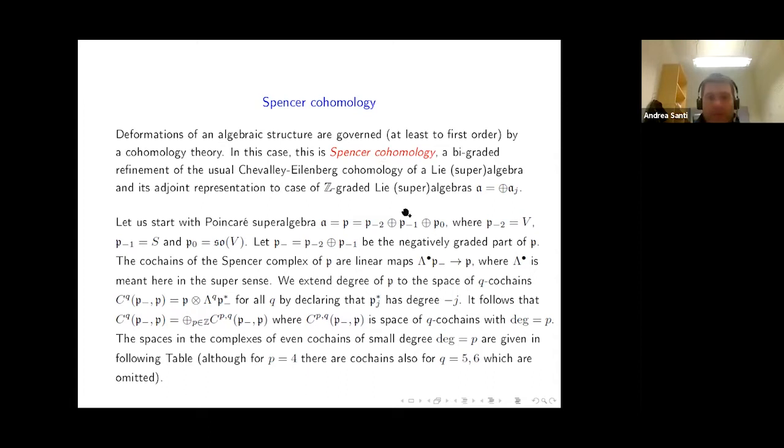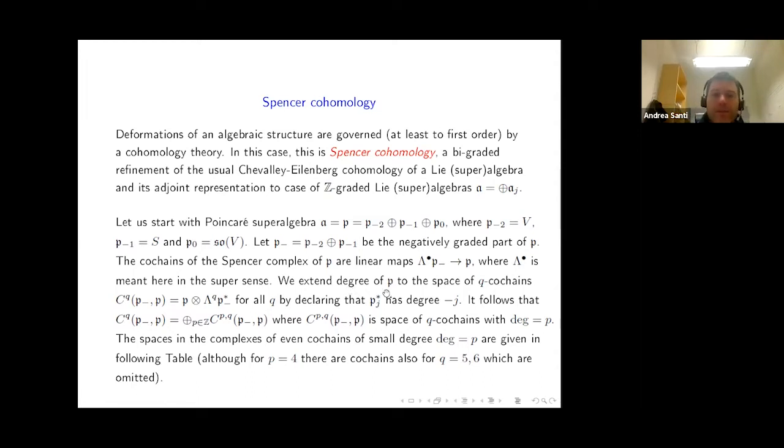So, let me just briefly remind you the definition of this cohomology. So you consider essentially the Chevalley-Eilenberg cohomology of a Lie superalgebra with values in its adjoint representation, but you specialize to the Z-graded case. So concretely, let's consider the cohomology of the Poincaré superalgebra. Okay, so we have p minus 2, p minus 1, and p0, which are V, S, and so(V). And p minus is the negatively graded part of p. So it's nilpotent of depth two.